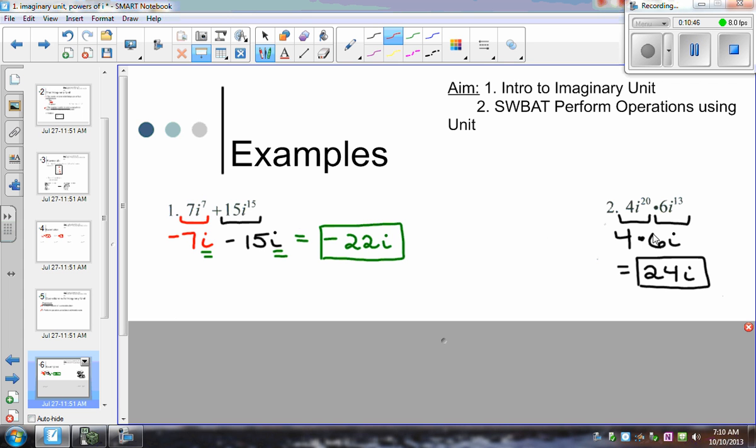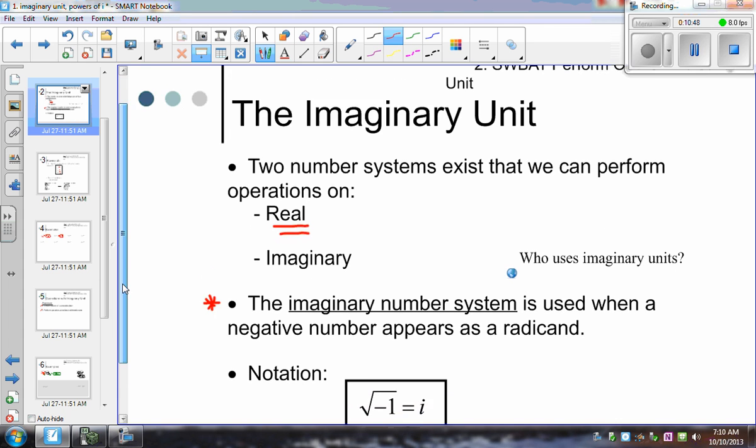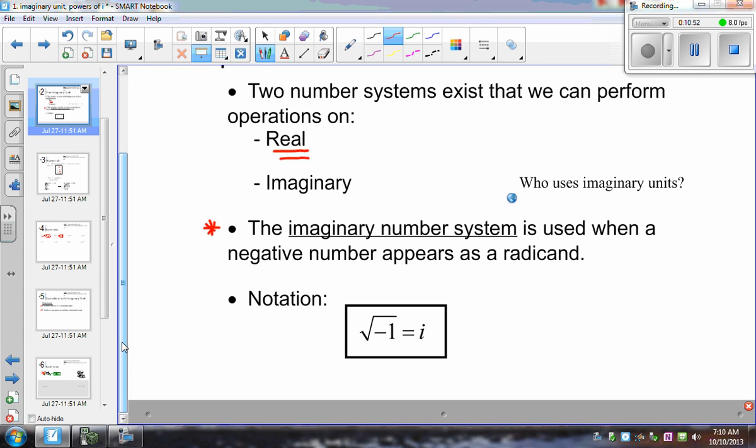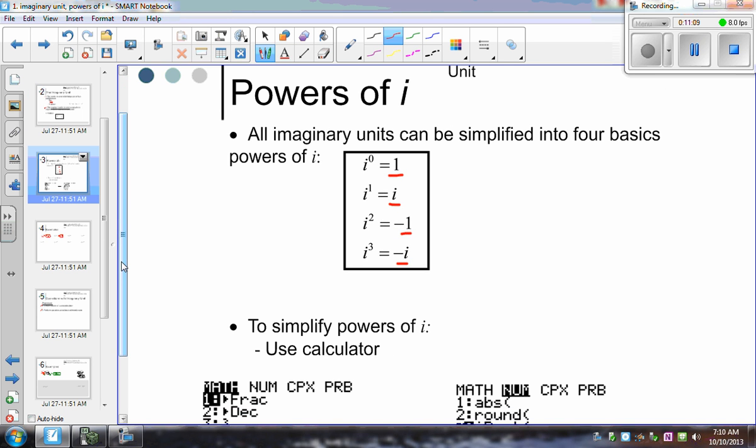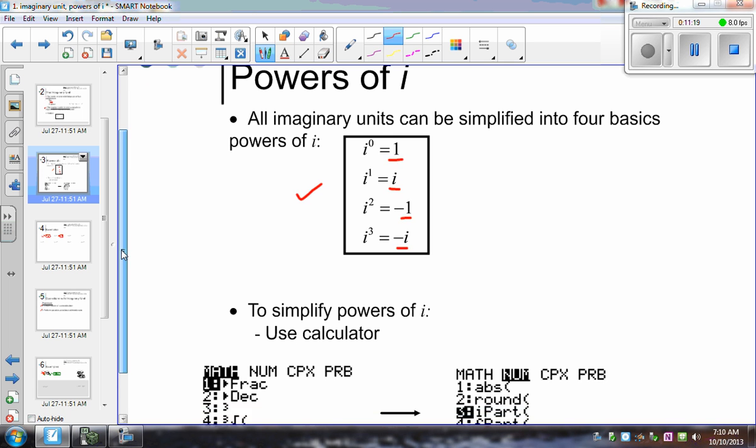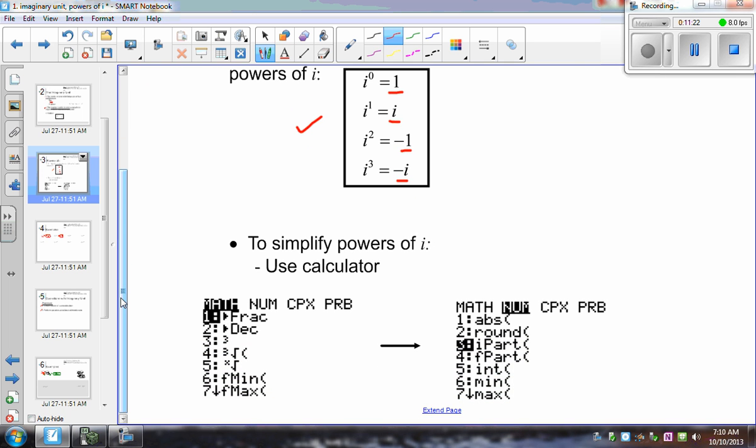Just to recap, the imaginary number system is the number system we use when we have negatives in our radicand. You notice the i standing for the imaginary unit, which is representative of the square root of a negative number, in this case specifically -1. When we work with the powers of i, all our values break down to one of 4 potential values: 1, i, -1, -i.